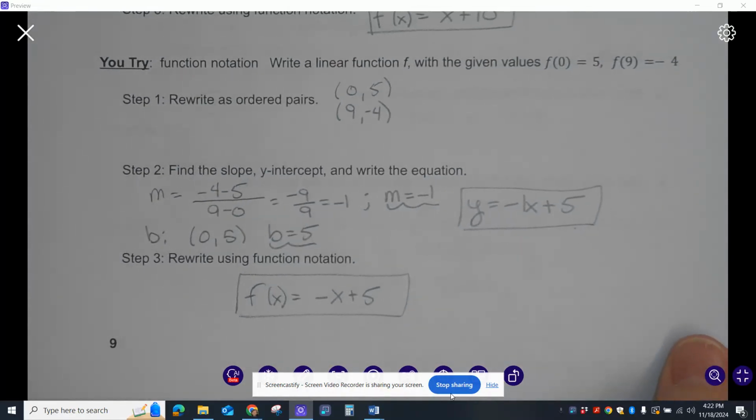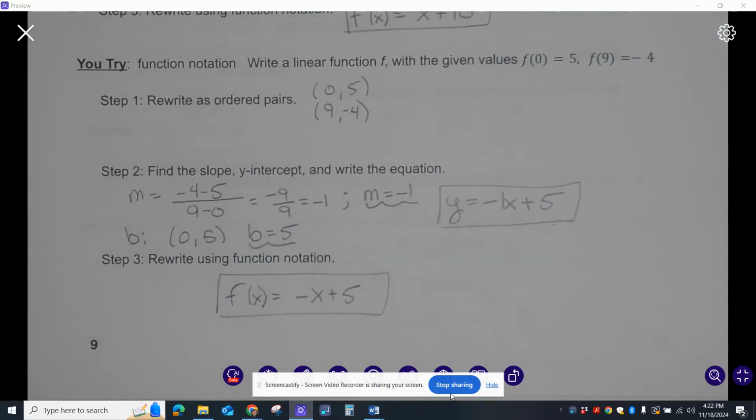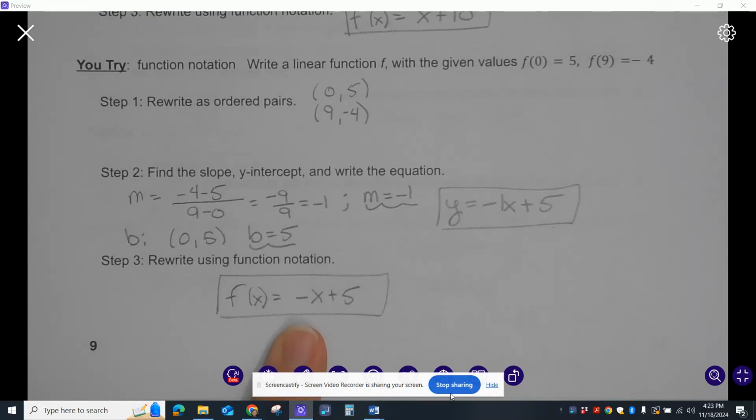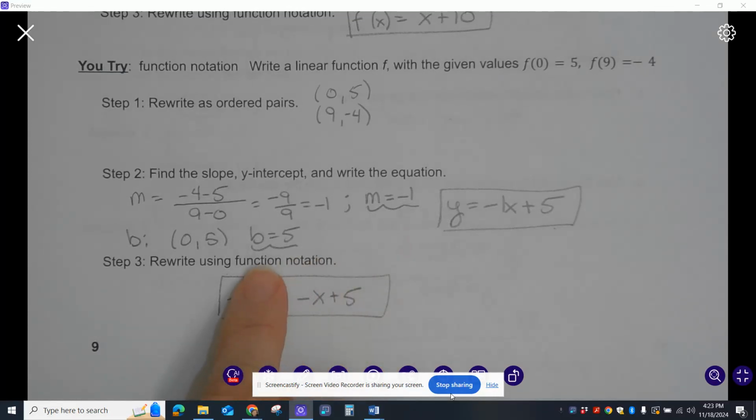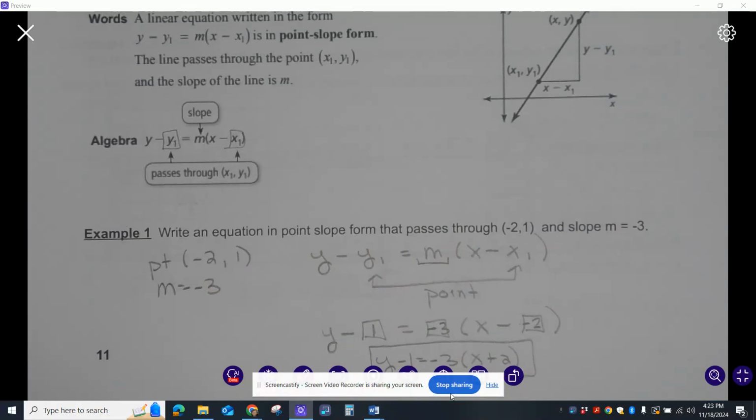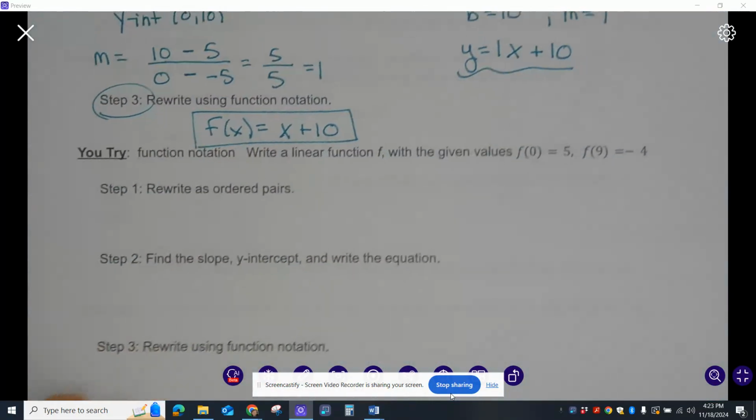And this is what you should have gotten for that one. f of x equals -x plus 5 should have been your final answer. You should have gotten a slope of -1 and a y-intercept of 5. Okay, we got another example. Day 2 is a little longer, isn't it?